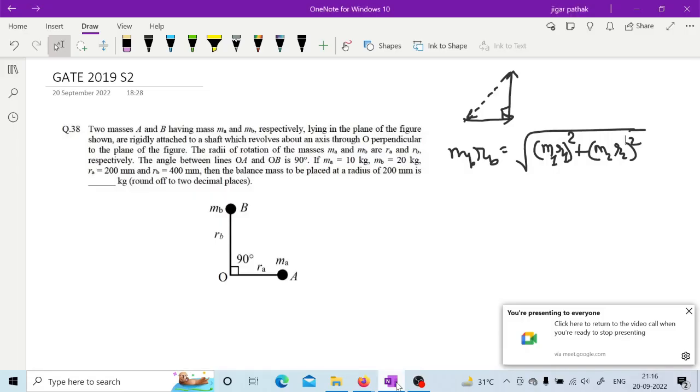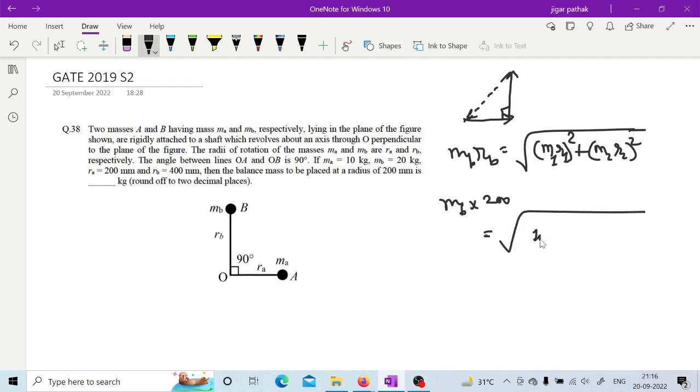Sir, approximately 41.23, correct. It will be 41.23 because M1R1 is given as 200, 40 square, root of 40 square plus M1 root of 10 square. Yes. 10 into 200 plus 20 into 400 square. So it will give you 41.23. Correct?